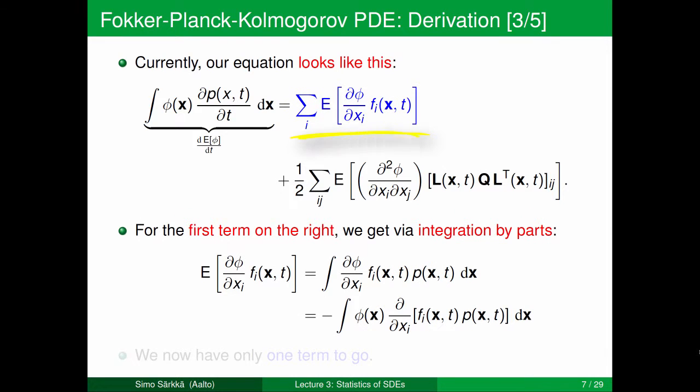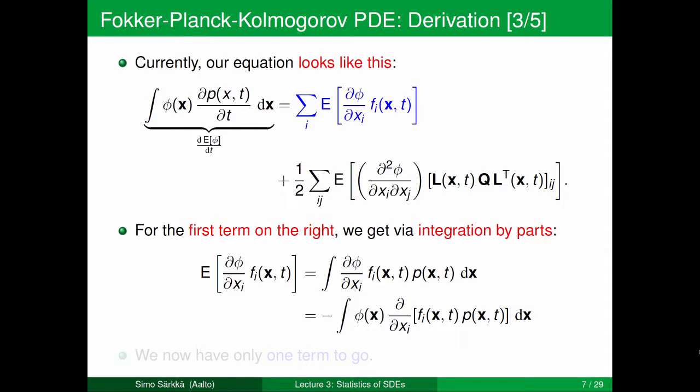For the first term on the right, we will now use the integration by parts. So the expectation of the partial derivative of phi with respect to xi times fi is by definition equal to the integral of the partial derivative of phi with respect to xi times fi times the probability density of x dx.